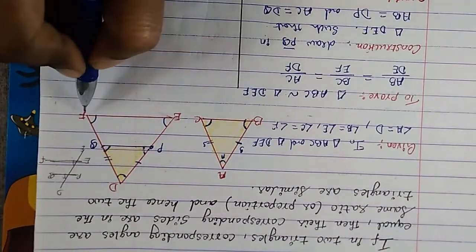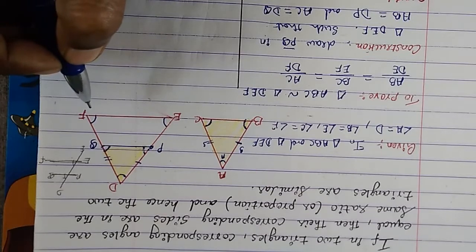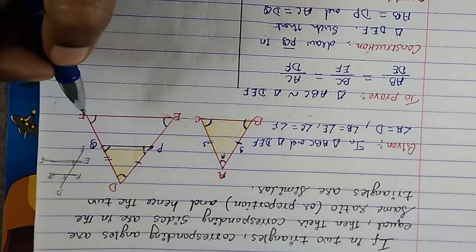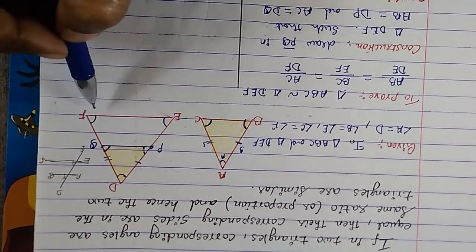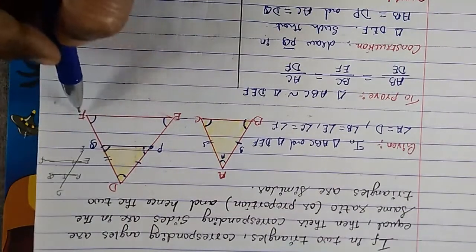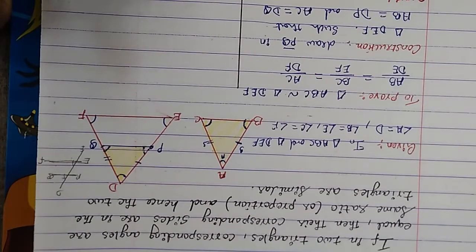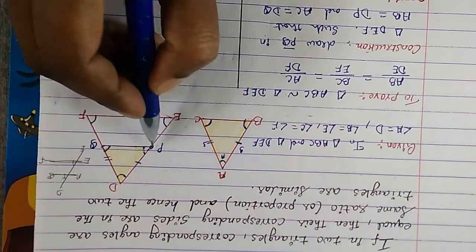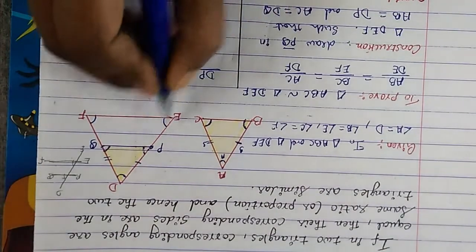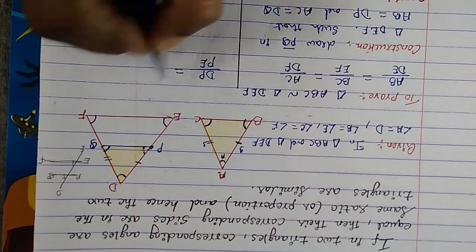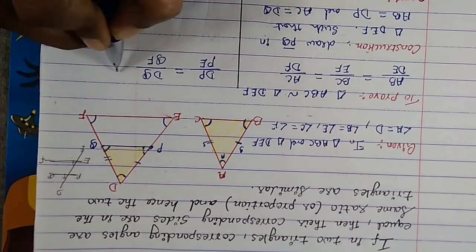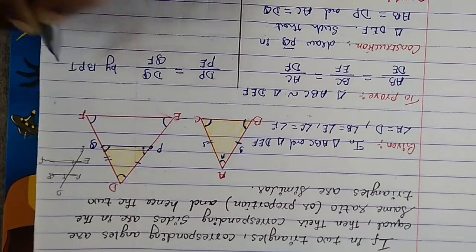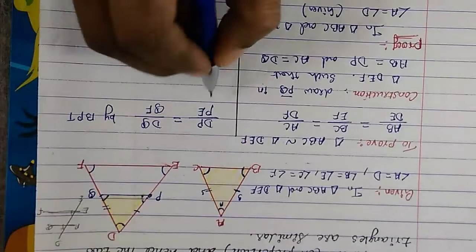If PQ is parallel to EF, do you remember the basic proportionality theorem we studied? It is also known as Thales theorem. What does it say? If a line is parallel to a side in the triangle, the ratios are proportional or equal. So can we now write DP upon PE is equal to DQ upon QF, by the basic proportionality theorem. Now let's take the reciprocal of this.